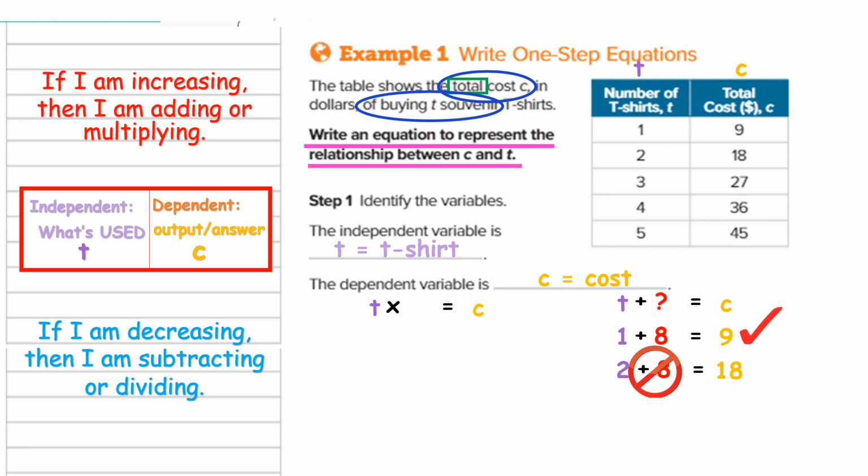So let's try multiplying. If I take t times something, can I get the 9? So I take 1, which is what we start with in that first column.